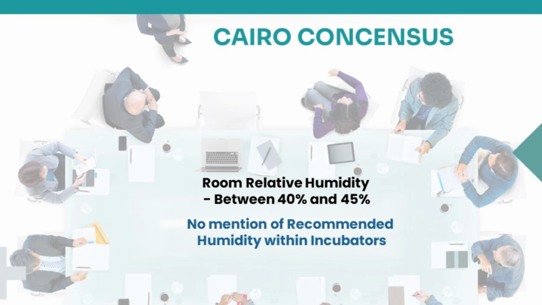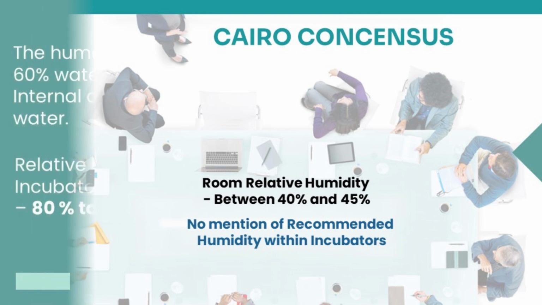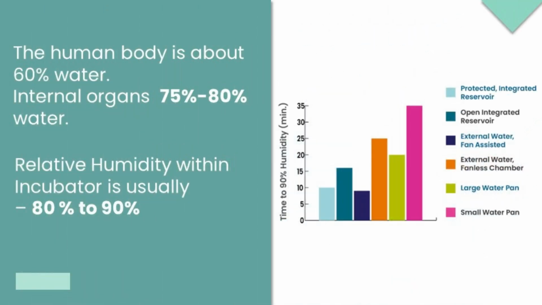The Cairo consensus recommends the room relative humidity to be maintained at 40 to 45% at all times. But it does not define the humidity within incubators. So humidity is going to be important for box incubators, where 94% of the circulating air is actually ambient air. Also, the culture strategy defines the impact of humidity on the embryos.